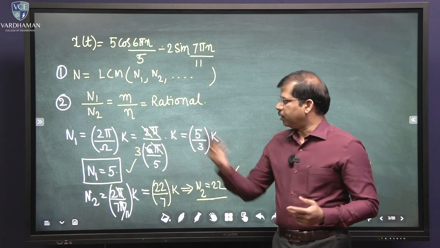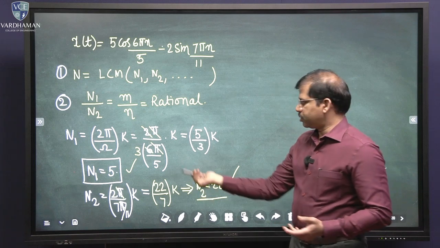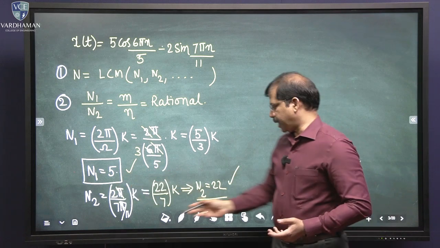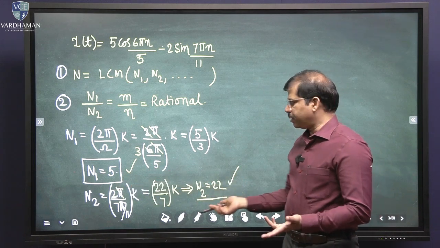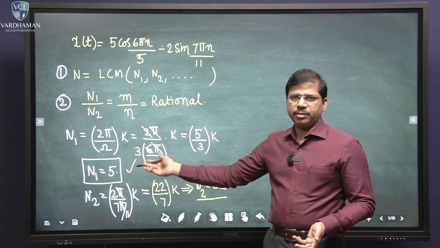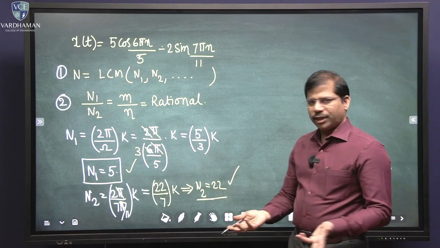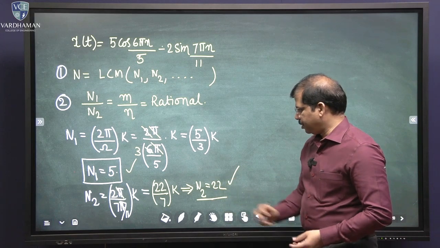Now, as simple as it is, you can take the LCM of 5 and 22. 5 is a prime number and 22 is not, but if any one of them is a prime number, then the LCM is simply the product of the two. That's simple. So you get 110. That's a simple way of understanding it.